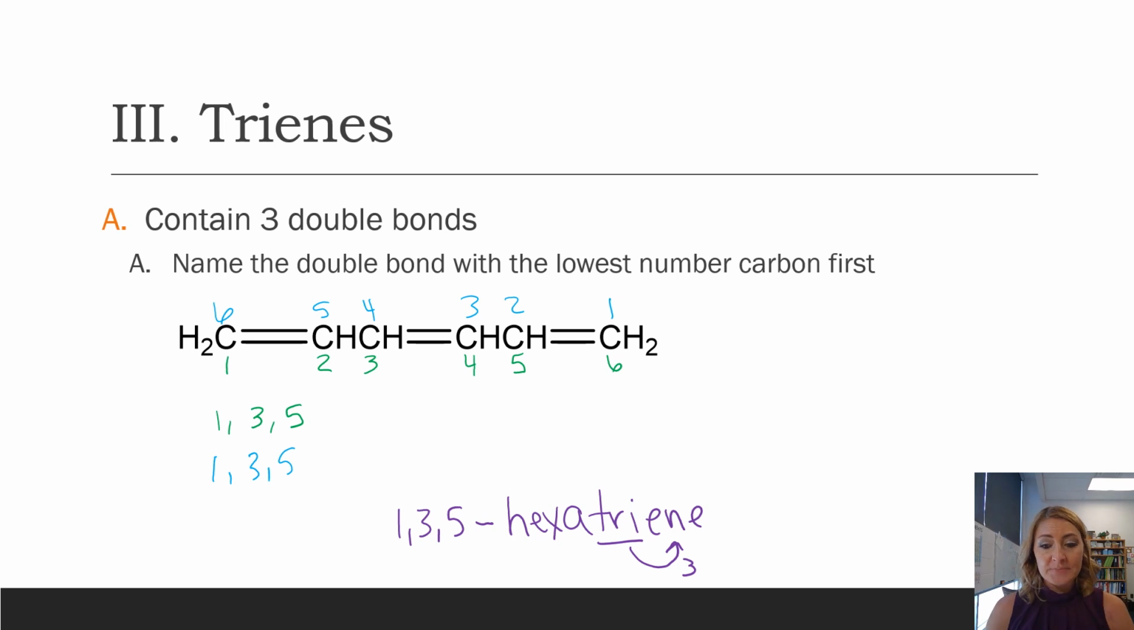hexatriene. If I had any branches coming off, we would name that at the beginning. We'd alphabetize those branches if there's more than one, and they get whatever numbers they're assigned after we give priority to the double bonds for lowest numbers.